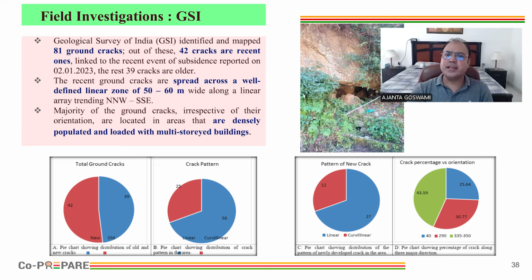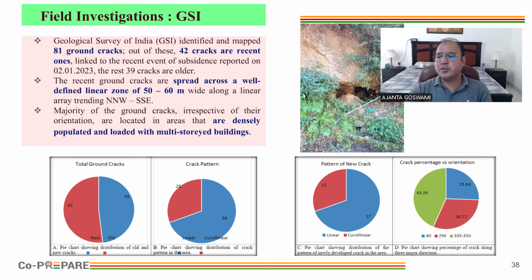The majority of the ground cracks, irrespective of their orientation, are located in areas that are densely populated and loaded with multi-storied buildings. So this is again interesting, that the majority of the cracks are located in densely populated areas loaded with multi-storied buildings only. These are a few pie charts which show the distribution of old and new cracks and crack patterns. Here is shown the pattern of new cracks. New cracks are mostly linear: only 12 are curvilinear, 27 are linear.